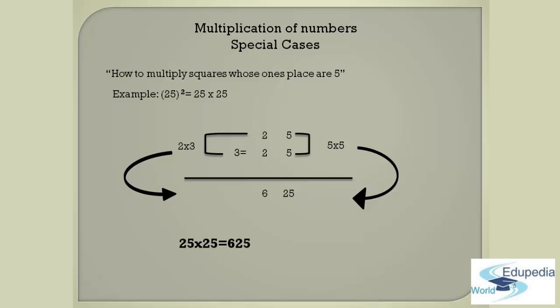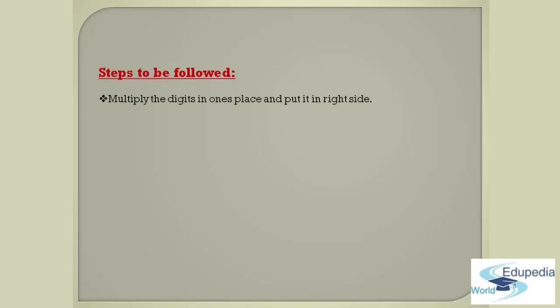I hope that you have understood pretty well how to apply the technique when you are asked to find the square of a number which has 5 in its ones place. Now, let's have a look at the steps that we have to follow while applying this technique. The first step that you have to follow here is to multiply the digits that are in the ones place and put it on the right side, right below the horizontal bar.